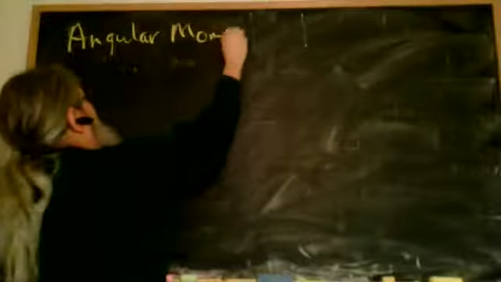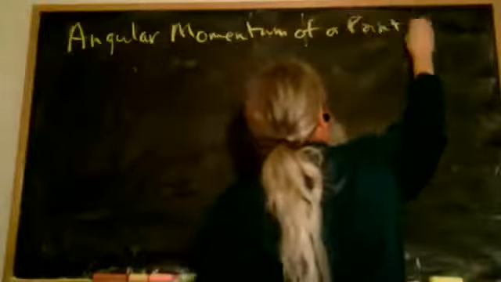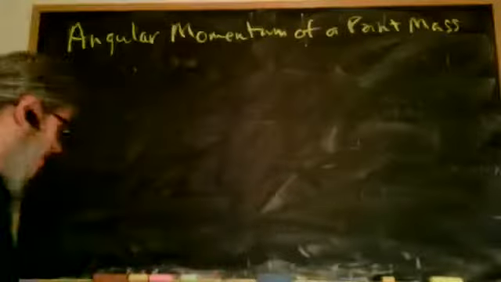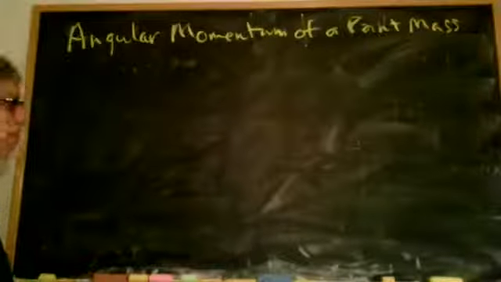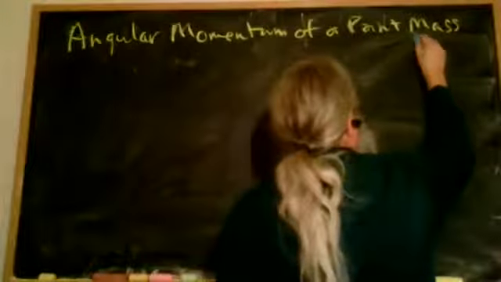Here's the idea. What about a point mass? What about the angular momentum of a point mass? So everything we've done so far has been for a rigid body. So what do I mean by a rigid body? I mean like an object that has a physical extent.